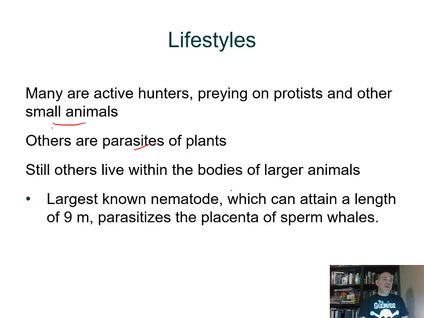There is a 9-meter long nematode. Remember, a meter is about a yard. It's a little bigger than a yard, so we're talking about easily 20 feet here. And this one parasitizes the placenta of sperm whales.